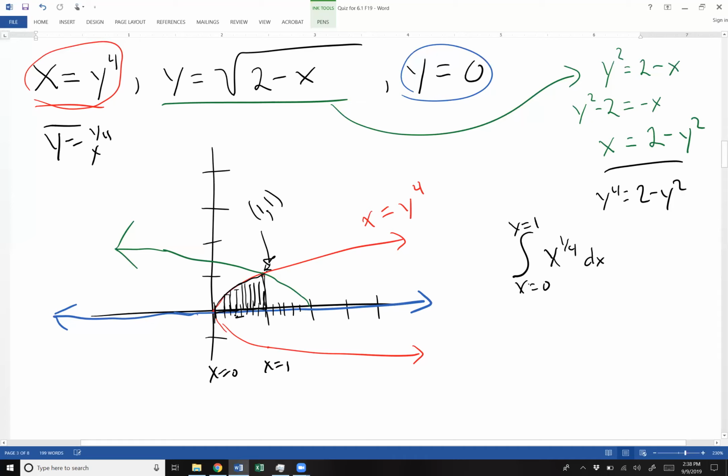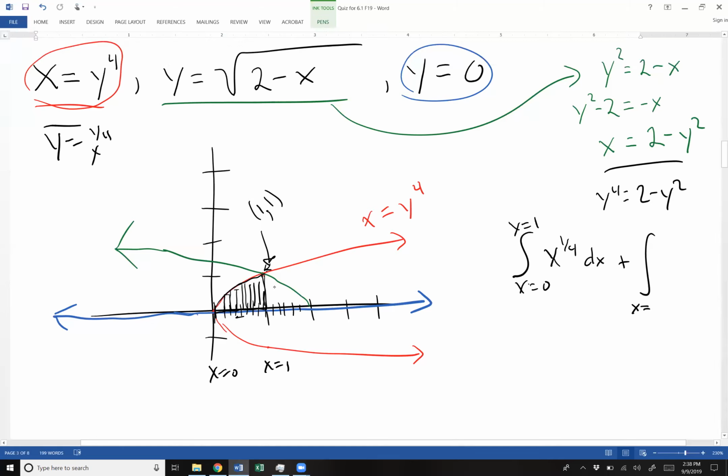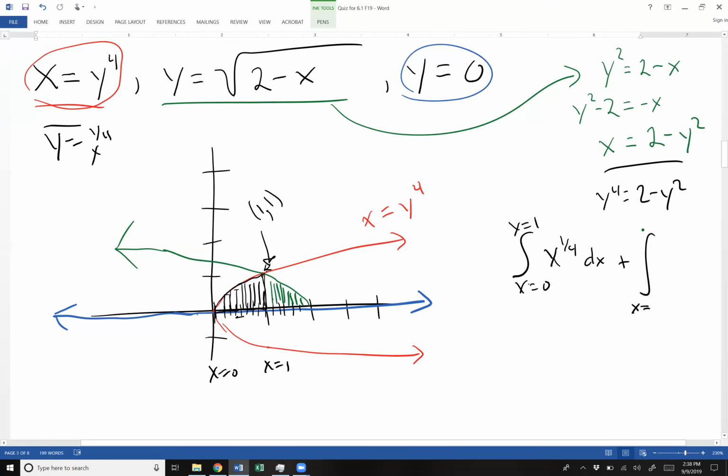Then I have to think about the other side, between the green and the blue. I go from x equals 1 all the way up to x equals 2. Those are all of the x coordinates where I'm accumulating area. So x equals 1 to x equals 2.